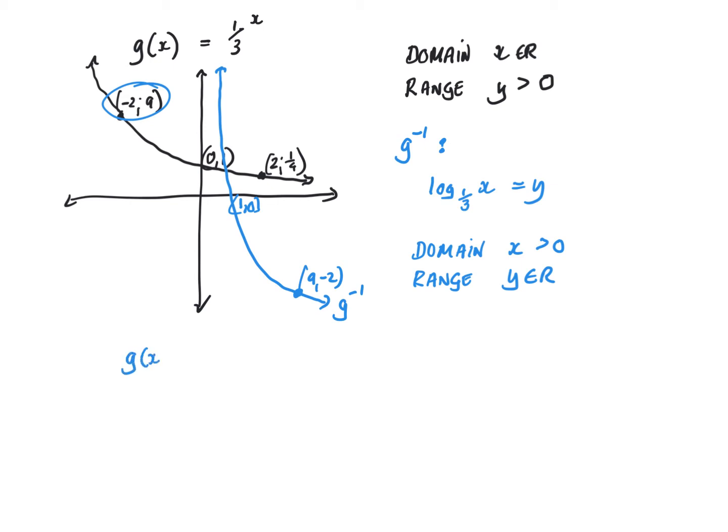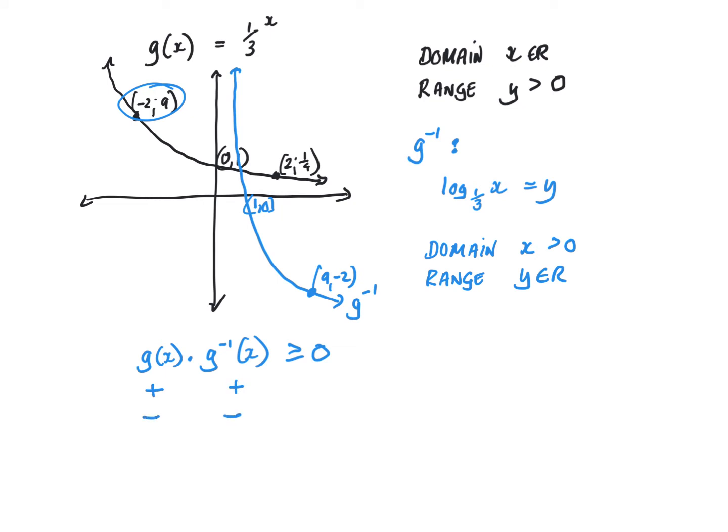If I asked you where g(x) times g to the -1 of x is, let's just say, greater than or equal to 0, I'm asking you, where are both graphs positive or where are both graphs negative? So where are both graphs positive? Again, the y values. For this graph here, my y values are always positive. So I need to know where my inverse graph is positive. And are you happy that my inverse graph is positive and equal to 0 at that point? So where do those both overlap? They overlap when x is smaller than or equal to 1 but greater than 0.